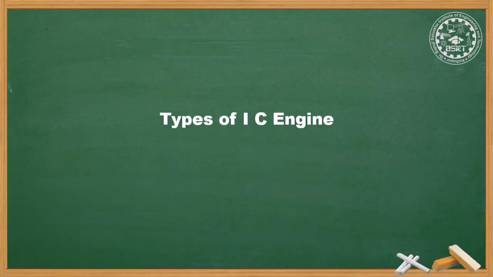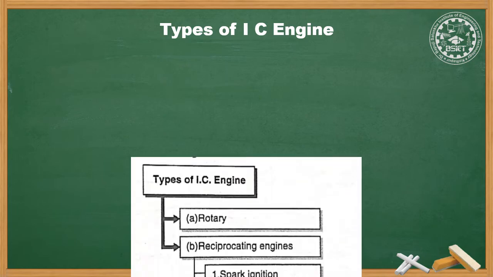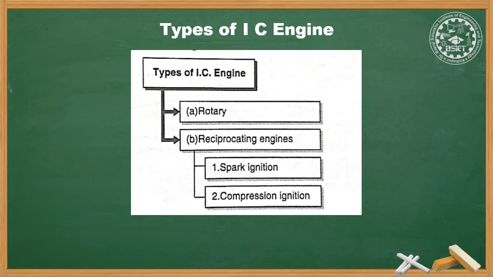Next point is types of IC engine. Basically, IC engine can be classified in a number of ways. The basic two types are shown in the given figure below. First is the rotary type of IC engine. A rotary type of IC engine consists of a rotor which rotates inside the engine to produce the power. Second, reciprocating engine. Reciprocating IC engine is one in which a piston reciprocates within the cylinder.